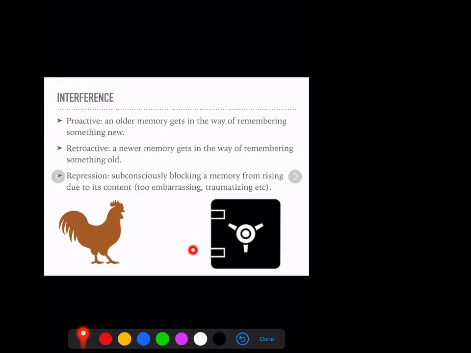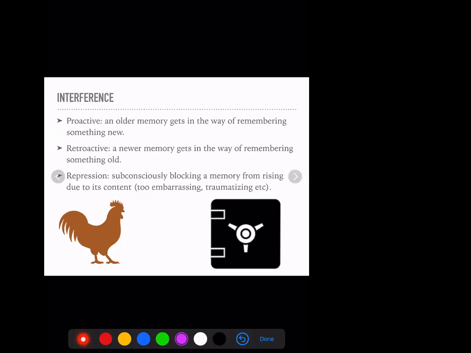Now, at this point in the school year, you're so used to doing your current locker combination that if somebody asked you about your old one, you'd probably have a difficult time remembering it unless there was something special about your locker combination. So if you're having a difficult time remembering your old one because all you remember is your new one, that's retroactive interference. Something new gets in the way of remembering something old.